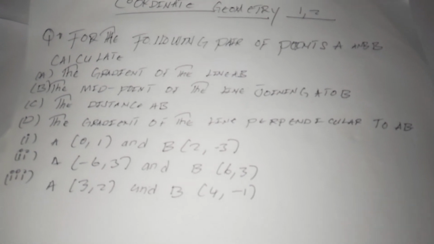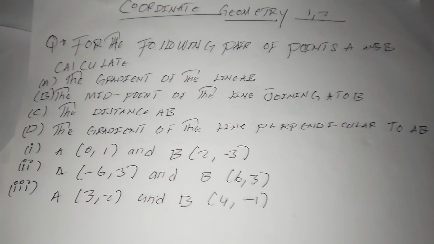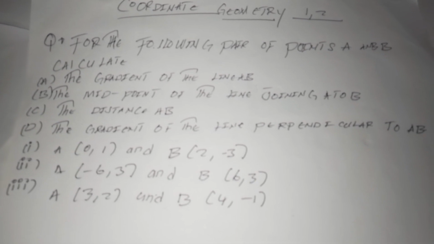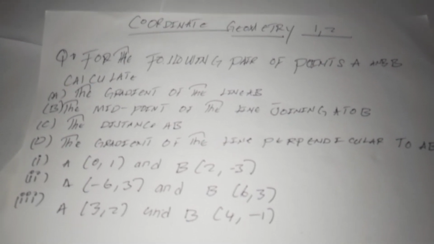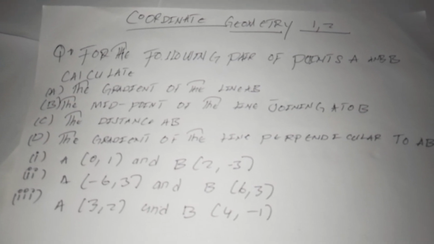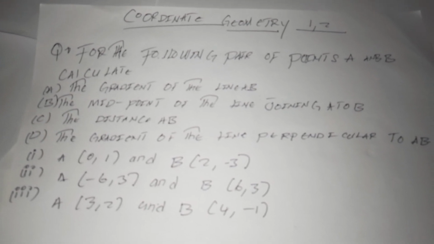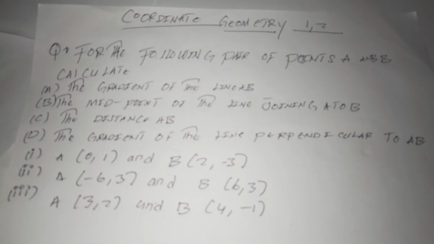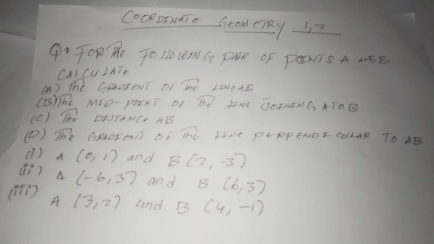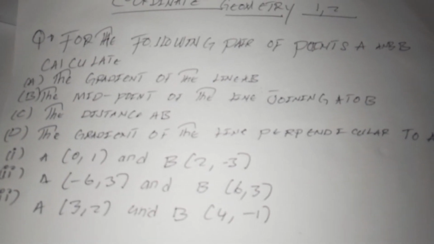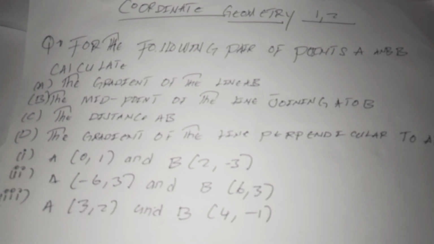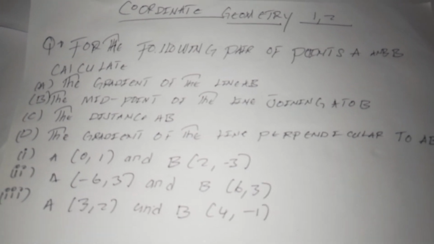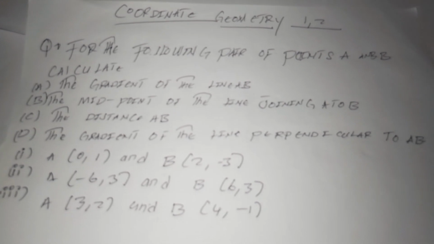So let's now go directly to the questions, how I can utilize those formulas that I was trying to show you. One of the questions on the table is saying that for the following pairs of points A and B, calculate the gradient of the line AB. Not only that, the midpoint of the line joining A to B, the distance AB, and the gradient of the line perpendicular to AB.